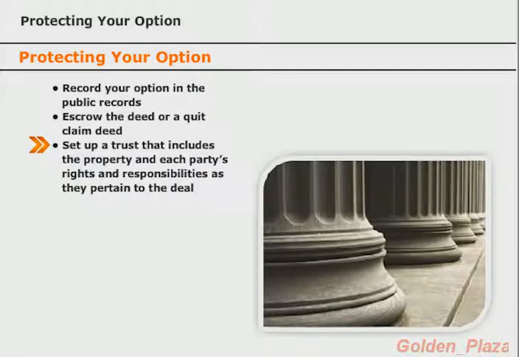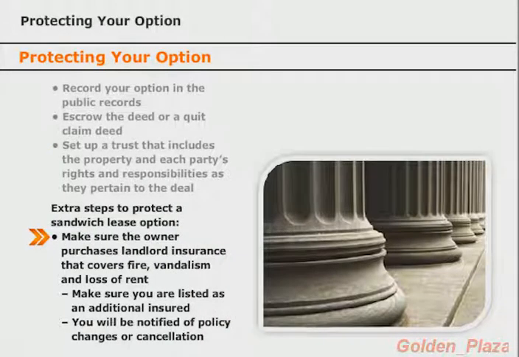But recall, a sandwich lease option has two sides, so there are a couple of extra steps to take in order to ensure both sides are protected. The first has to do with the fact that, as a lease option holder, you don't have insurable interest in the property. Consequently, you can't get insurance on it. Therefore, you need to make sure the property owner purchases a landlord insurance policy that covers fire, vandalism, and loss of rent. When they set the policy up, all you have to do is make sure that they are listed as an additional insured, so you will be notified if there is a change or cancellation of the policy.